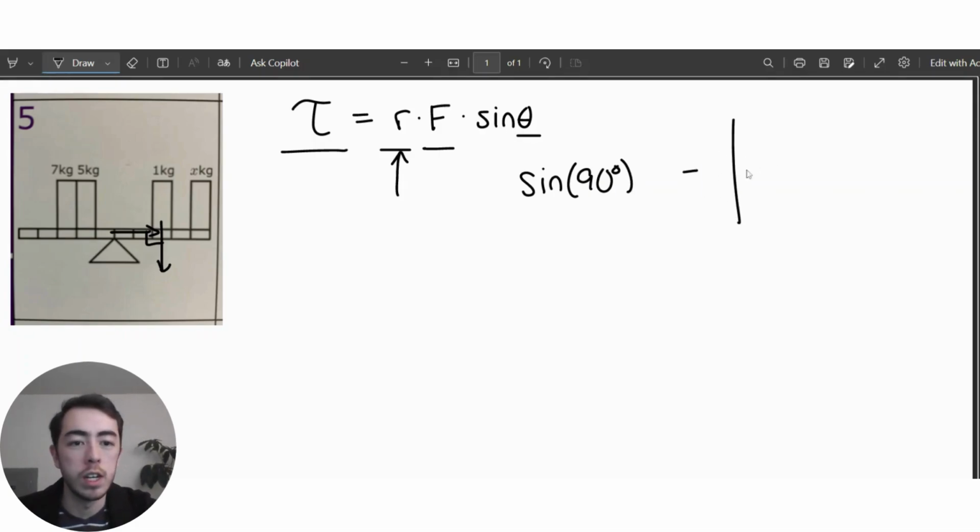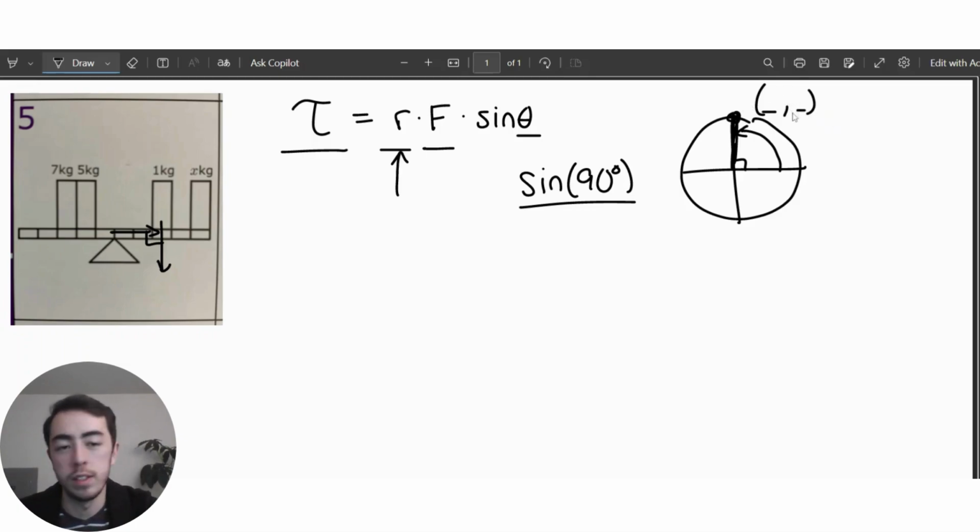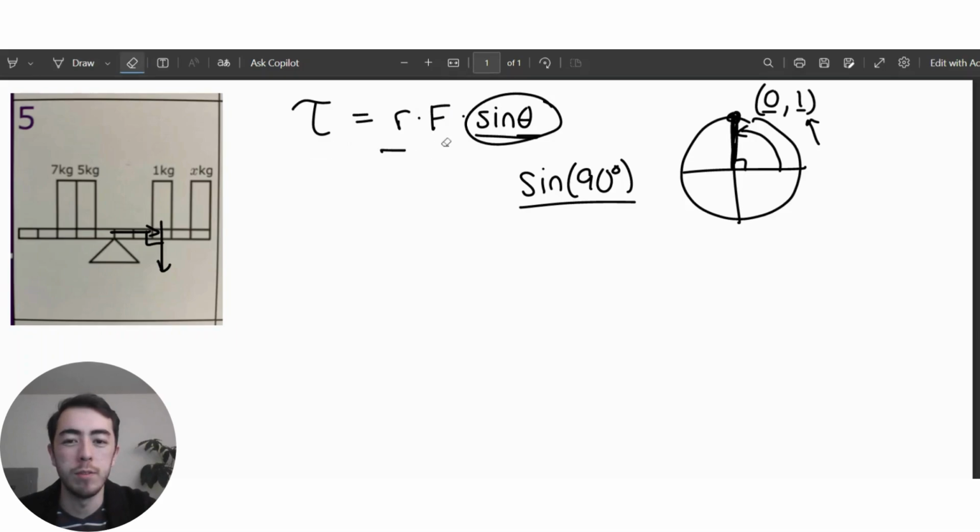Maybe you can think of a unit circle. 90 degrees would be right here. And the sine component has to do with the y coordinate of these points. And so this is at least how I remember my sine and cosine values. Sine of 90 is going to be this one right here. So if I take this r and this F and multiply it by 1, this part really isn't doing much. So I'll just take it off my formula for now.